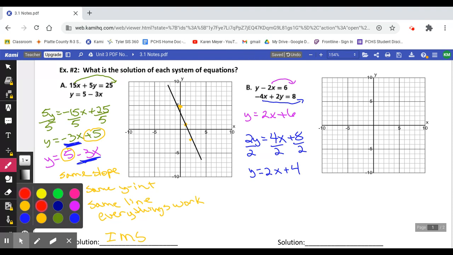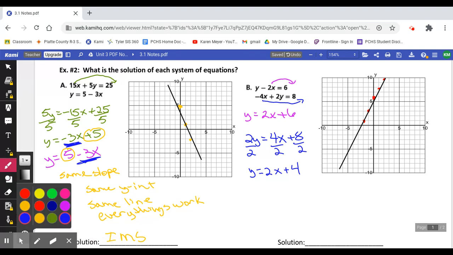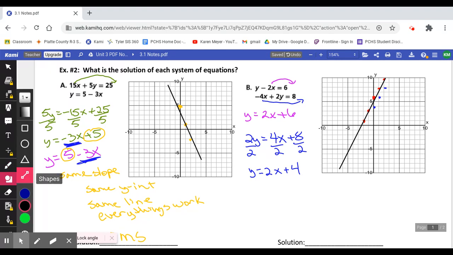If I graph my first one, I'm going to start at 6, and then I'm going to go up 2 over 1. And remember, you can do your slope backwards to draw in your line. And then for the second one, we're going to start at 4, and then we're going to go up 2 over 1. And then I'm going to draw in my line.